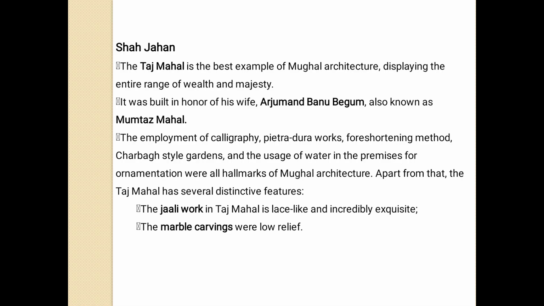Under Shah Jahan, the Taj Mahal is the best example of Mughal architecture, displaying the entire range of wealth and majesty. It was built in honor of his wife Arjumand Banu Begum, also known as Mumtaz Mahal. The employment of calligraphy, pietra dura work, foreshortening method, Charbagh style garden, and the usage of water in the premises for ornamentation were all hallmarks of Mughal architecture. Apart from that, the Taj Mahal has several distinctive features. The jali work in the Taj Mahal is delicate and incredibly executed. The marble carvings were low relief.